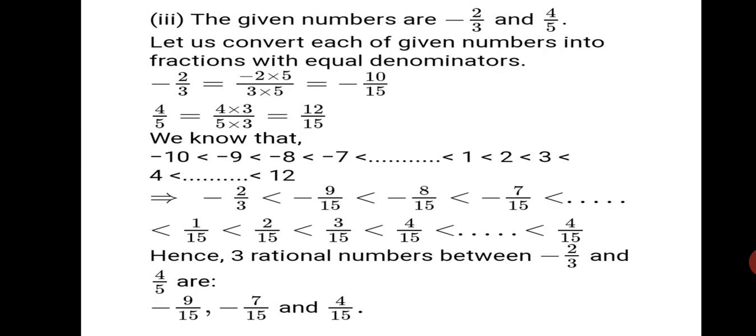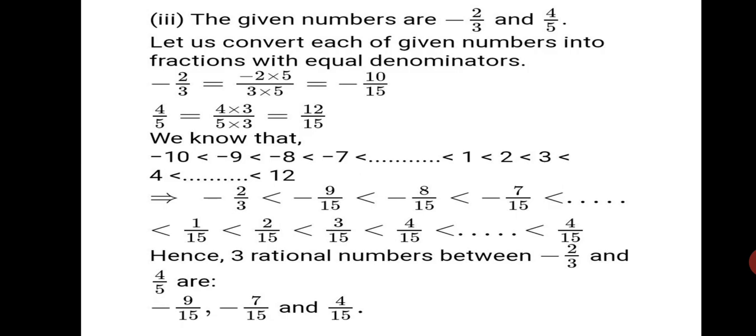Third sum. The given numbers are minus 2 upon 3 and 4 upon 5. Now again we have to equalize denominators here. Since one fraction is negative, minus sign is there, we can take the LCM 15 here easily. Because then you will have multiple choices to find numbers in between. So let us convert each of the given numbers into fractions with equal denominators. Minus 2 upon 3 multiplied by 5, you get minus 10 upon 15. 4 upon 5 you multiply by 3, you get 12 upon 15.